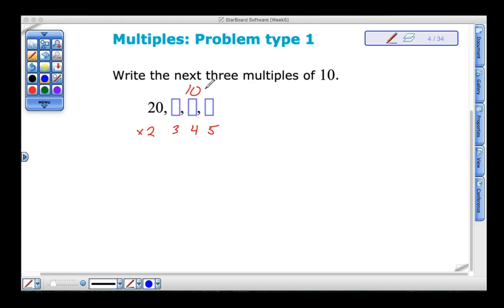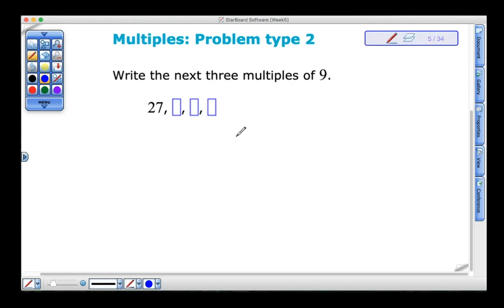And when I do that, 10 times 2, again, is the 20. But now I'm doing 10 times 3, I get an answer of 30. 10 times 4, I get an answer of 40. And 10 times 5, I get an answer of 50. So the answers for this one are going to be 30, 40, and 50. Okay, and for the next type of problem you're working with, they're very similar, but now we're going to work with some numbers that aren't 2, 5, and 10.